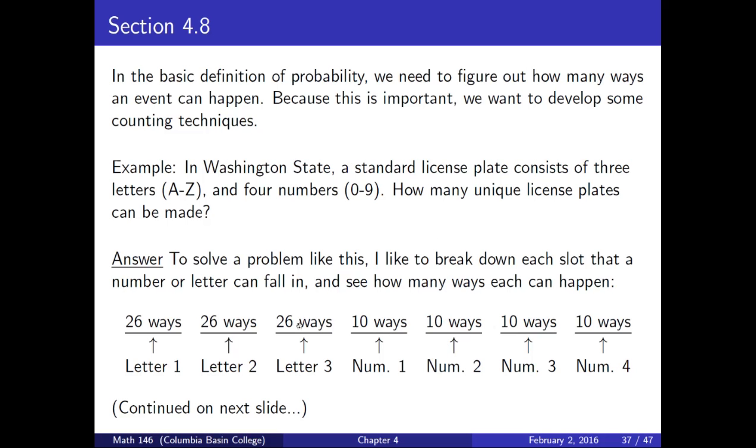To solve a problem like this, I like to break it down into slots. So here are the 7 slots that are open on a license plate. In the first slot I can put a letter, here I can put a letter, here I can put a third letter, then I can put a number, another number, another number, another number. And I like to think about, okay, how many ways could I pick things to go in that slot? Well, for letters, there's 26 letters to pick from here, 26 letters here, 26 letters here. Here there's 10 digits I can pick from, 10 digits here, 10 digits here, 10 digits there.